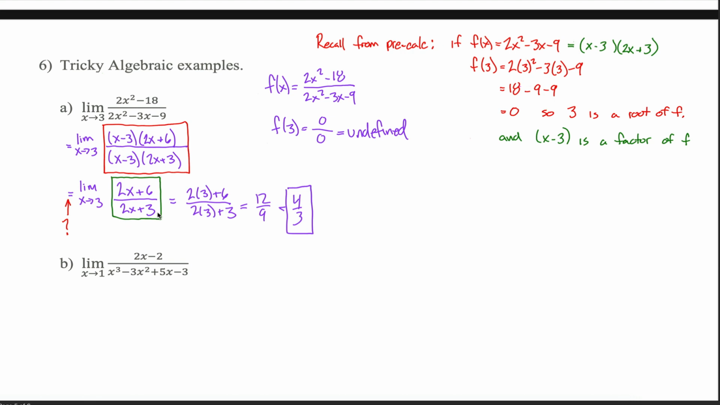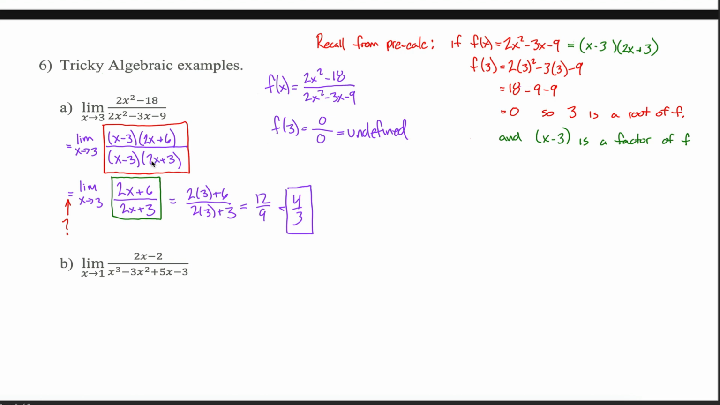But then you try plugging in 3. If you plug in 3 up here, you get 0 over 0 because 3 minus 3 is 0 and 0 times anything is 0. Same idea down on the bottom. If you put 3 into this expression in red, you get an undefined output. However, if you put 3 into this expression in green, you don't get an undefined output, you get 4 thirds.